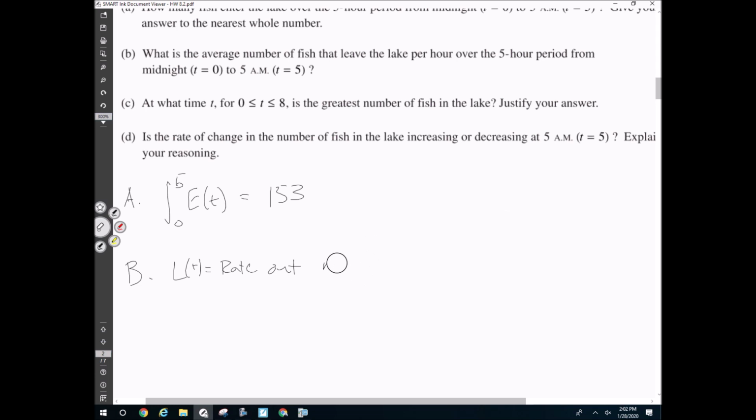What is the average number of fish that leave the lake per hour? So we are talking about the average rate out. How do you find the average of something? 1 over b minus a, integral from a to b of what we're trying to find the average of.